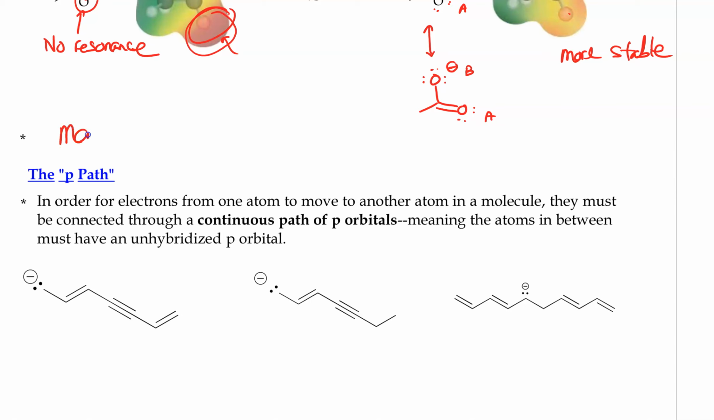So the more resonance structures that a molecule can have, then the more stable that molecule would be.